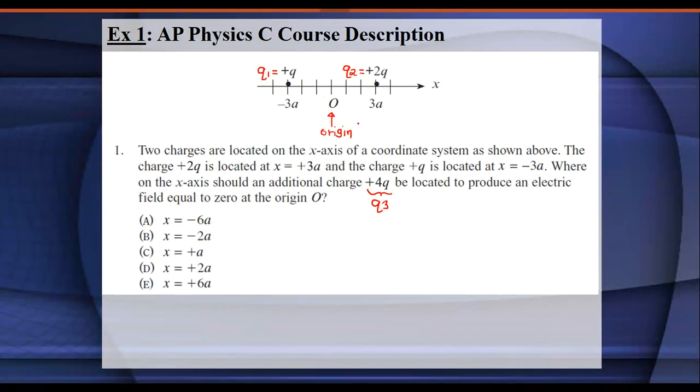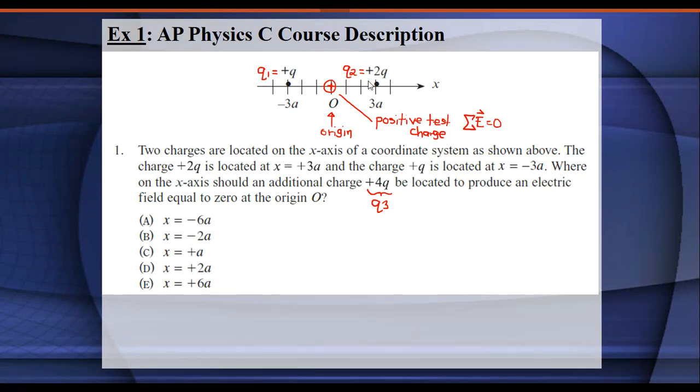So what we want here is to put a positive test charge, because that's how we figure out the direction of the electric field. Okay, you want to put the positive test charge at the origin. And what I want is the net electric field at the origin to be equal to 0. So the question is, where do I need to put a third charge that's actually going to do this?